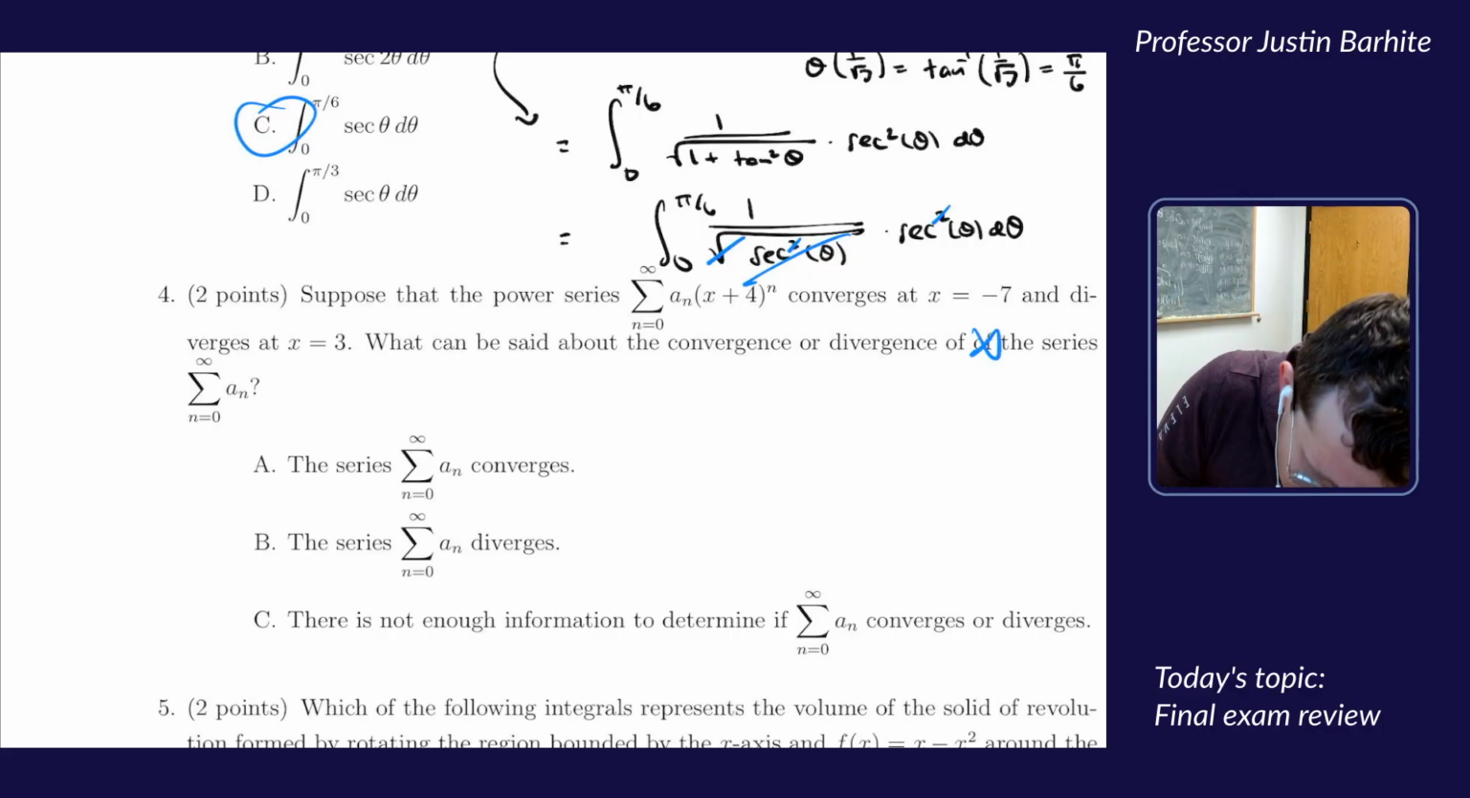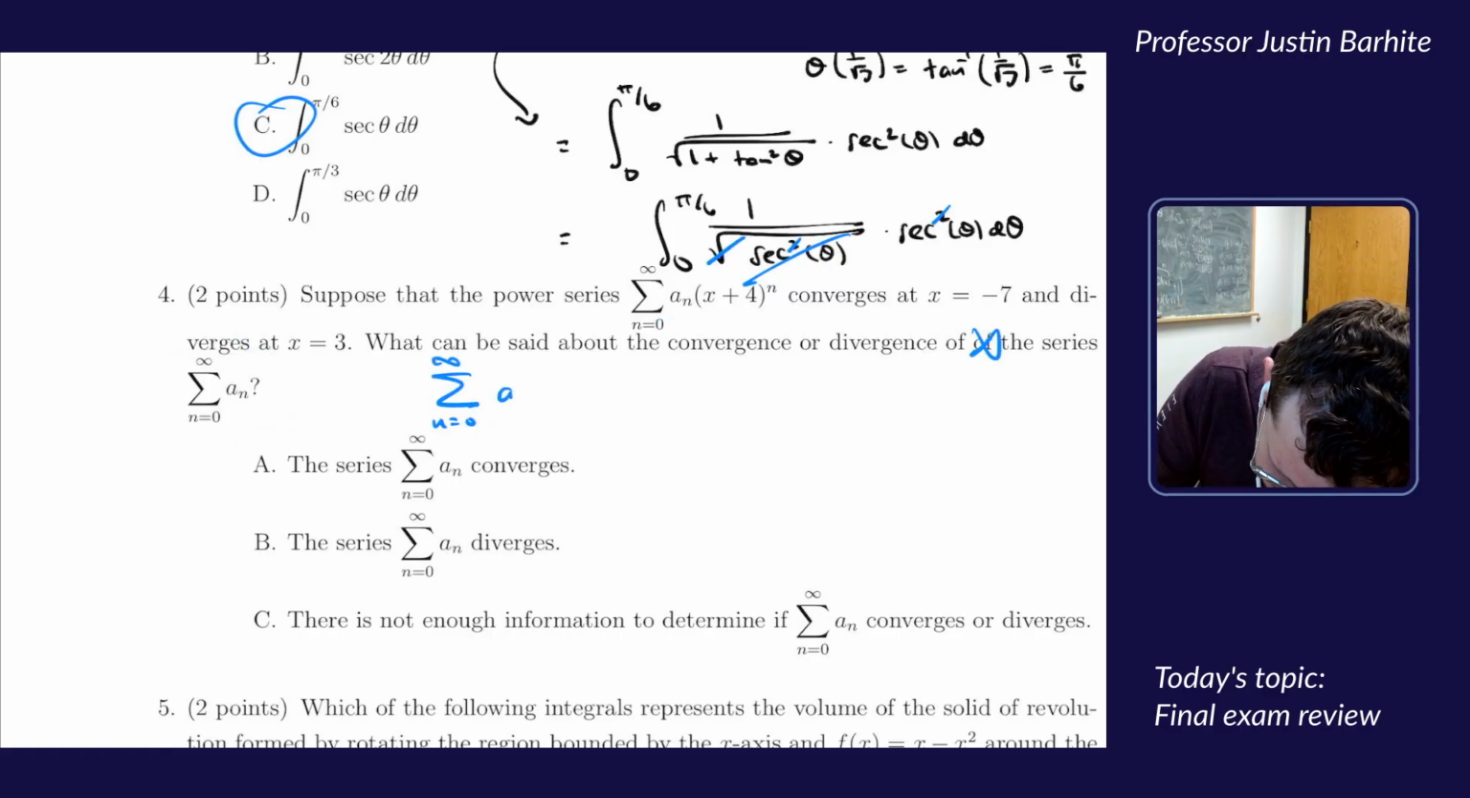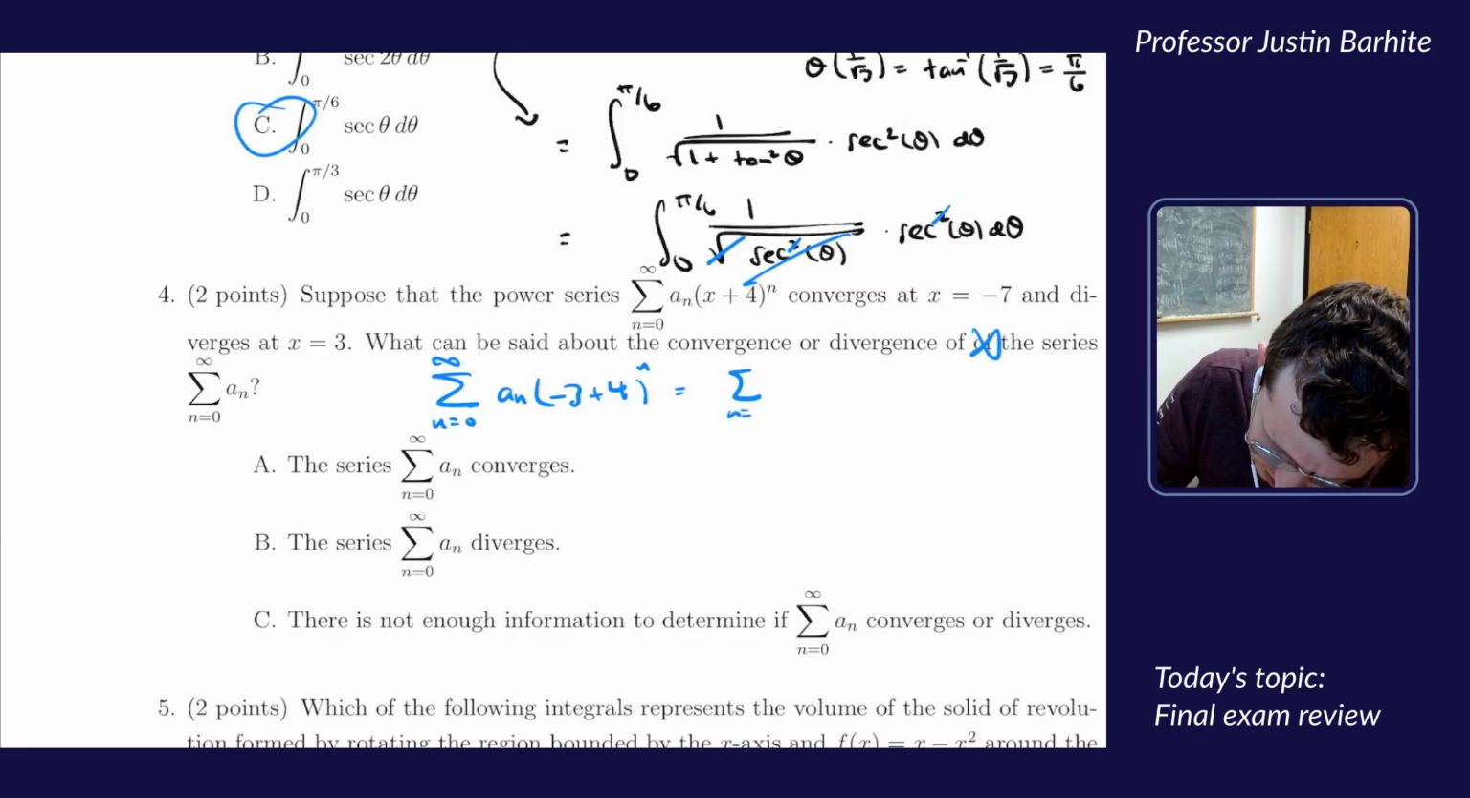Okay, well, what's the connection between this and this? Well, there's a certain x value that you can plug in to this power series to get just the sum of these coefficients. That x value would, of course, be negative 3. Because negative 3 plus 4 is 1.